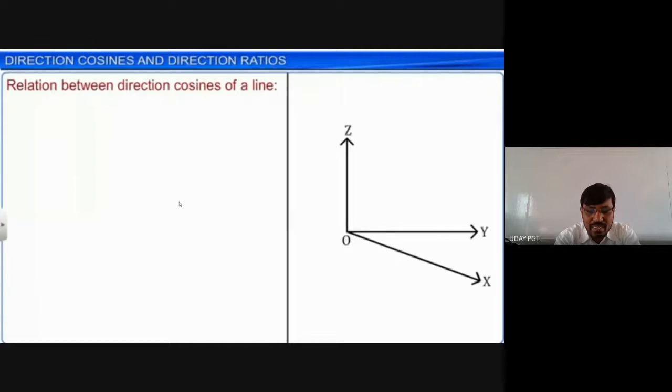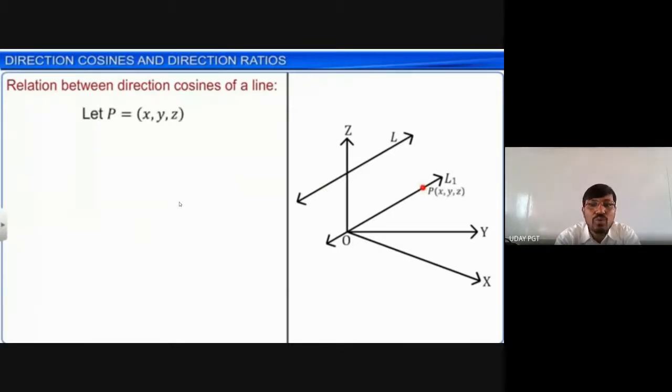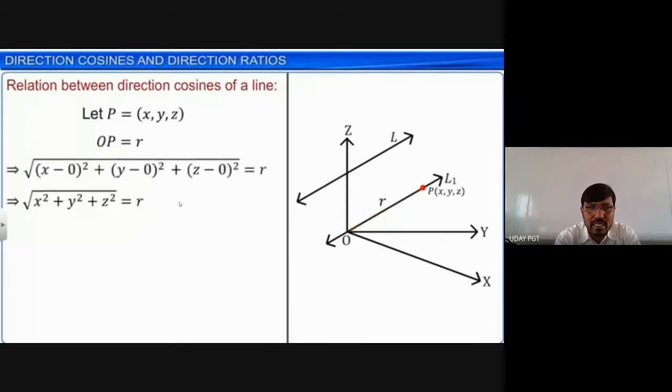So the relationship between the direction cosines of a line. That is, l, m, n are the direction cosines, means l square plus m square plus n square is equal to 1. We are going to get it. So how do we get that? Let us see here. Let us take a point P on the line L1. That point P is (x, y, z). So we take OP equal to r, that is the distance between the origin and that point is equal to r. So from this, x square plus y square plus z square is equal to r square we will get.